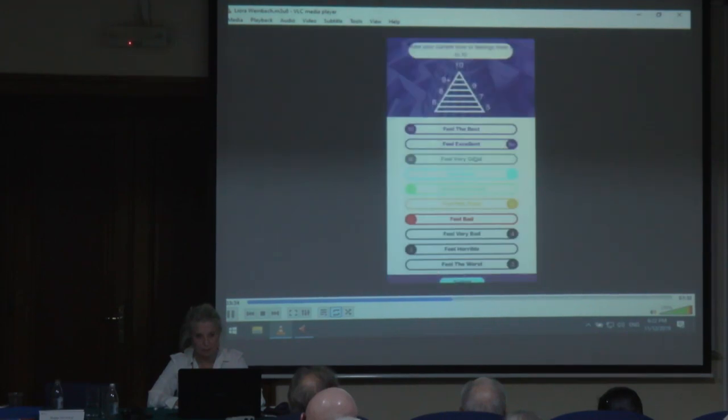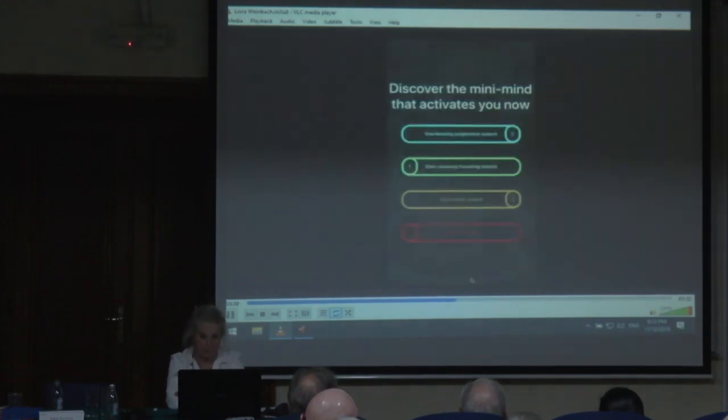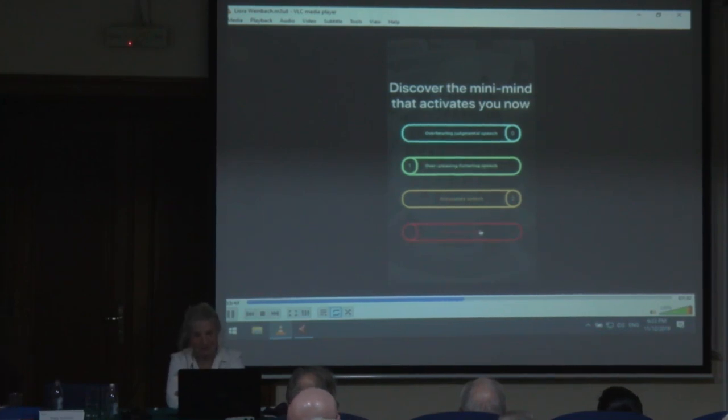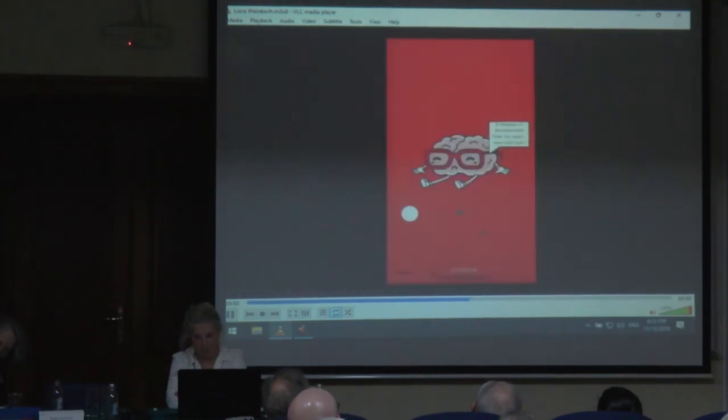Rate your current level of feelings from 1 to 10. Discover the mini-mind that activates you now. Overbearing judgmental speech. Overpleasing flattering speech. Accusatory speech. Aggressive speech. If you selected aggressive speech, you are at 6 degrees of disconnection from the supermind and heart.